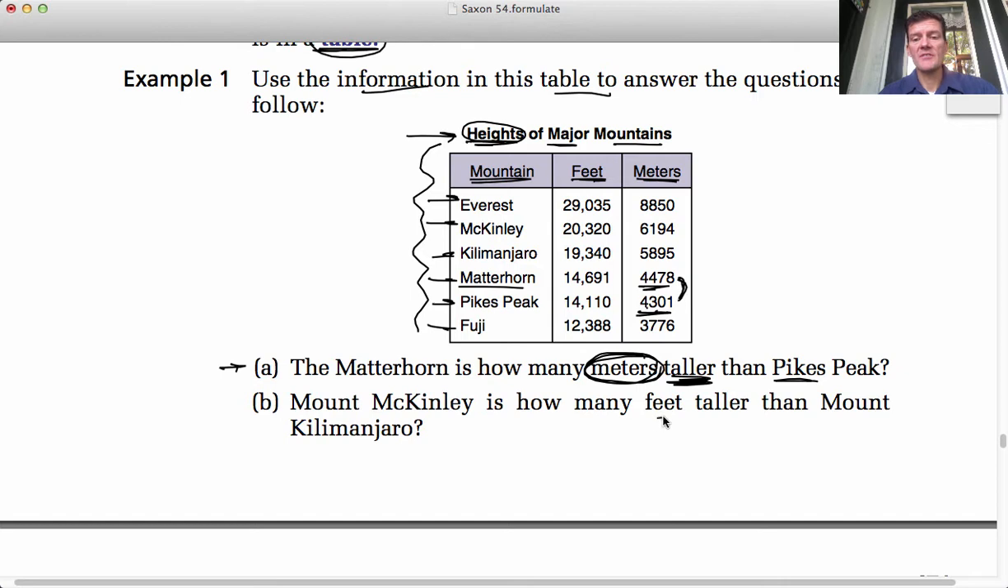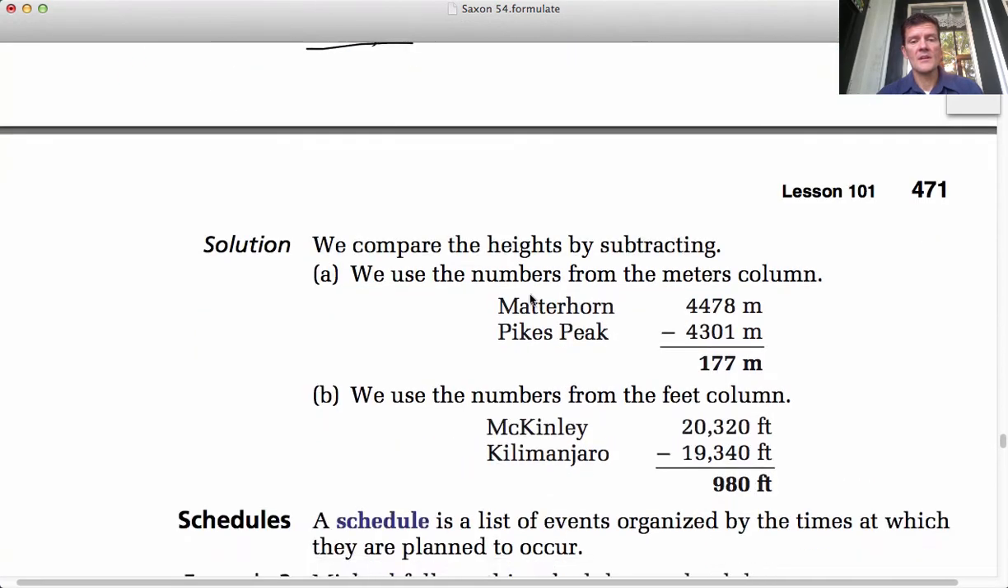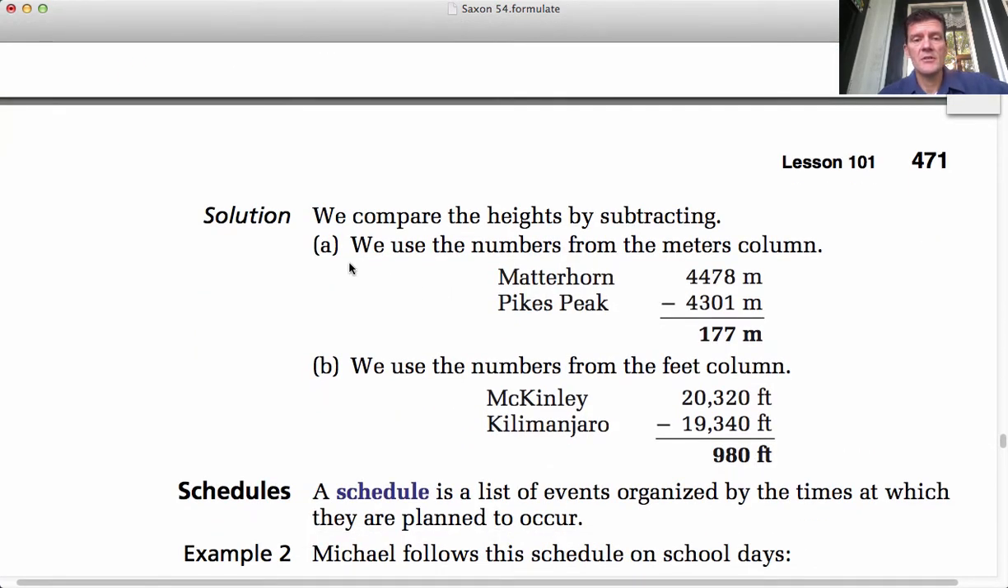Question B: Mount McKinley is how many feet taller than Mount Kilimanjaro? So here we have Mount McKinley, and this is in feet. How much taller is that than Mount Kilimanjaro? Here's Mount Kilimanjaro. You would subtract these two numbers and find the difference between those values, which they have shown down here. Here is the answer to question A. They subtracted the two heights, and you got a difference of 177. Here, the answer to question B: they found the two heights just as we did, subtracted them, and found the difference of 980.